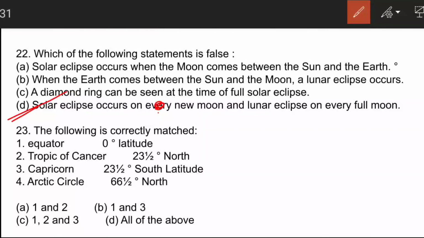The next question is, the following is correctly matched. We have to find out. Equator 0 degree, Tropic of Cancer 23.5 north, Capricorn 23.5 degrees south, Arctic Circle 66.5. So all of the above will be the correct answer.